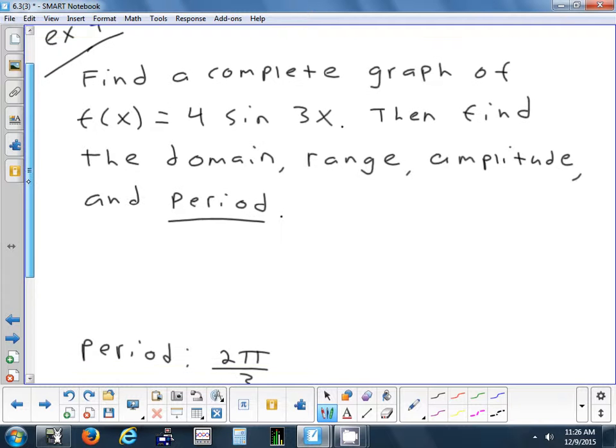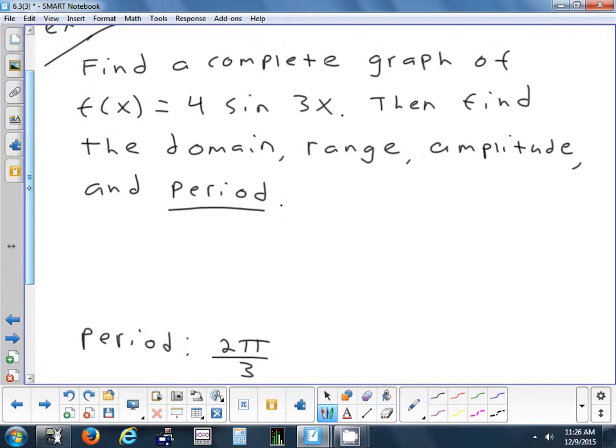What else do they want? Domain, range, amplitude. What's the domain here? All reals. For sine and cosine, the domain is always all reals. There are no vertical asymptotes. As I mentioned earlier, when we start to study tangent and the other trig functions, we're going to have to be careful with the domain. But here, it's all reals.